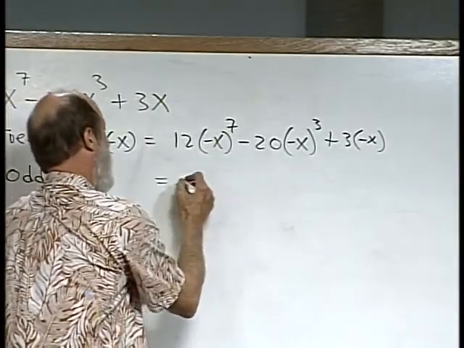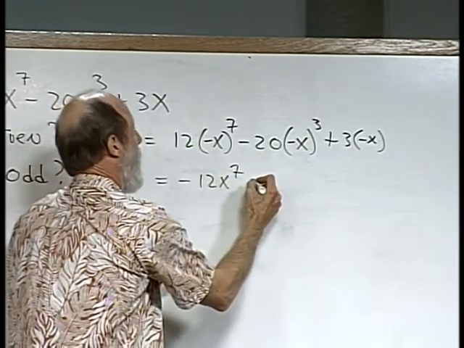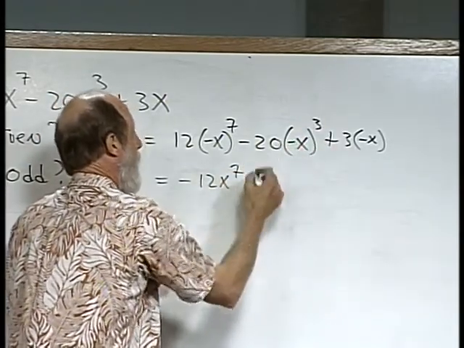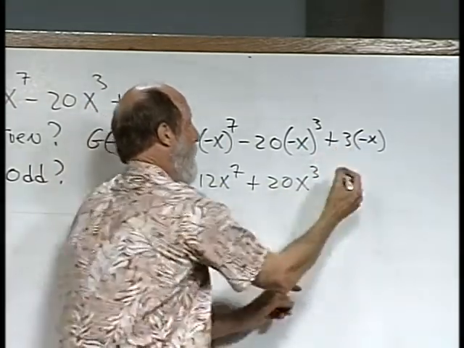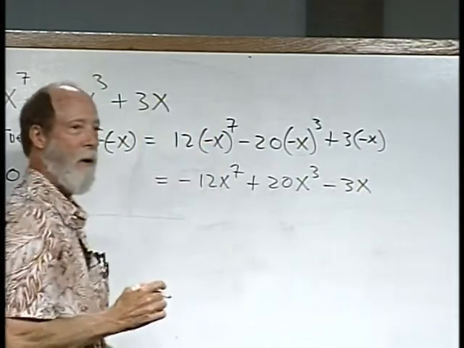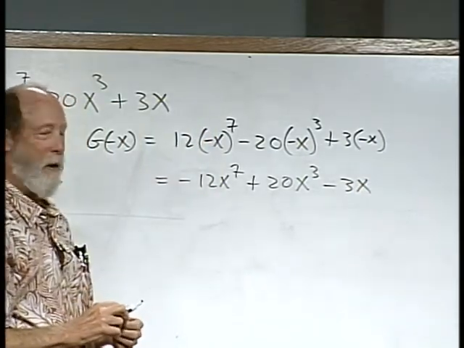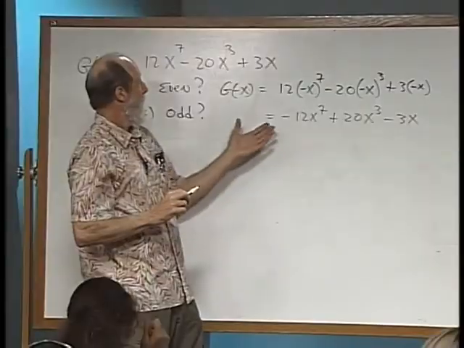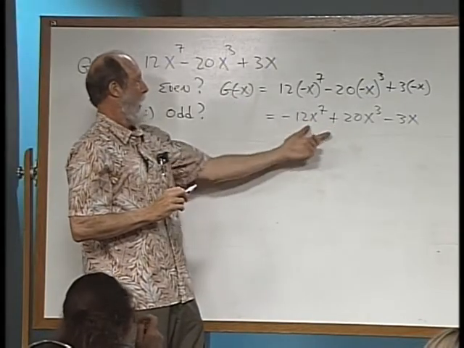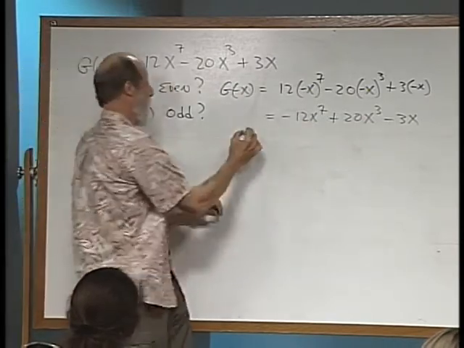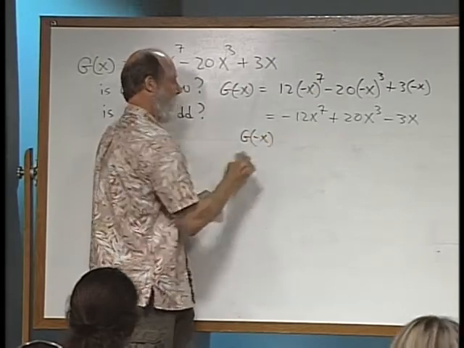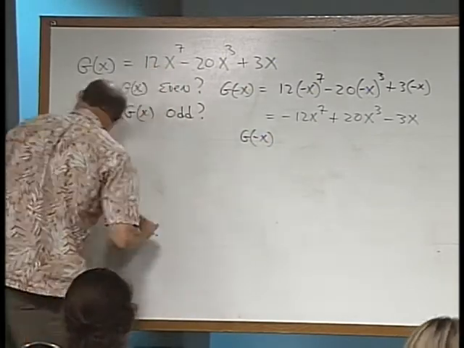Okay. So, if you raise something that's negative to an odd power, then that stays negative, doesn't it? So you get negative 12x to the 7th here, and then this stays negative right there, times a negative becomes positive 20x cubed, and the negative times a positive over here is a negative 3x, right? Okay, so that is what you get for g of negative x. And you compare this to the original, right? That's g of negative x.